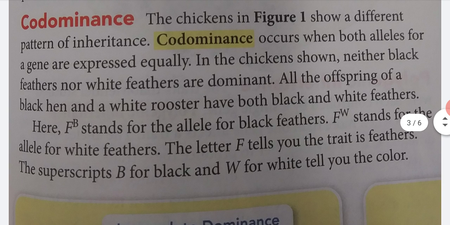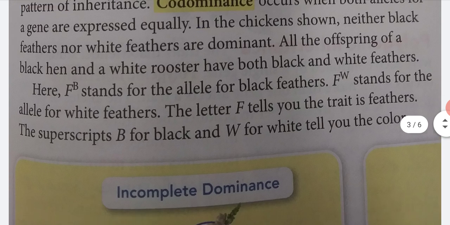Codominance. The chickens in Figure 1 show a different pattern of inheritance. Codominance occurs when both alleles for a gene are expressed equally. In the chickens shown, neither black feathers nor white feathers are dominant. All the offspring of a black hen and a white rooster have both black and white feathers. Here, F^B stands for the allele for black feathers. F^W stands for the allele for white feathers. The letter F tells you the trait, feathers. The superscripts B for black and W for white tell you the color.